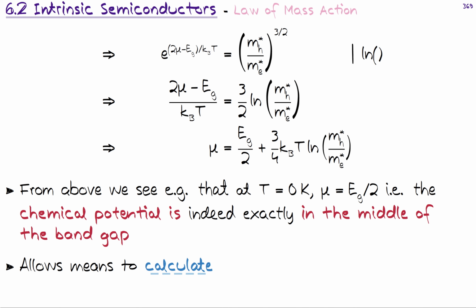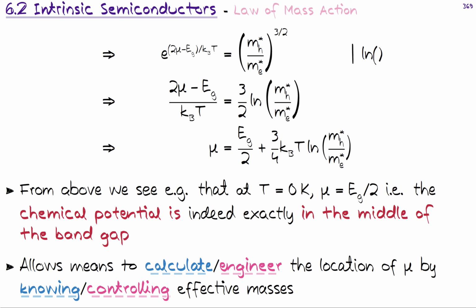And why this is neat, why this is cool, of course, is that this would allow us, for example, to calculate things, and then perhaps more interestingly and importantly, we could engineer things. So we could engineer the location of the chemical potential by controlling the effective masses. So either way, we could calculate the location of the chemical potential by knowing the effective masses, or we could engineer the location of the chemical potential by controlling the effective masses. So this gives us quite a few control knobs in terms of controlling the properties of our intrinsic semiconductor.